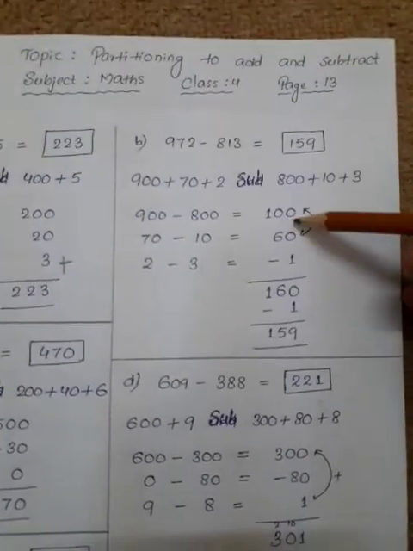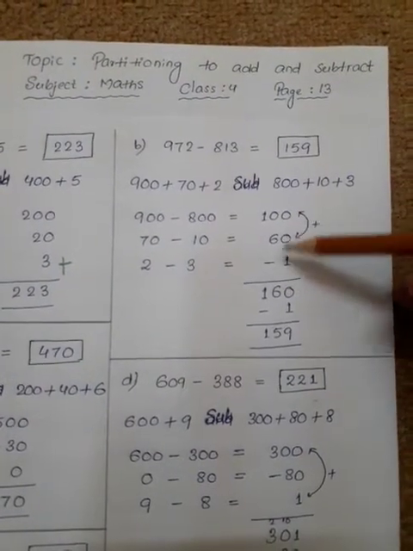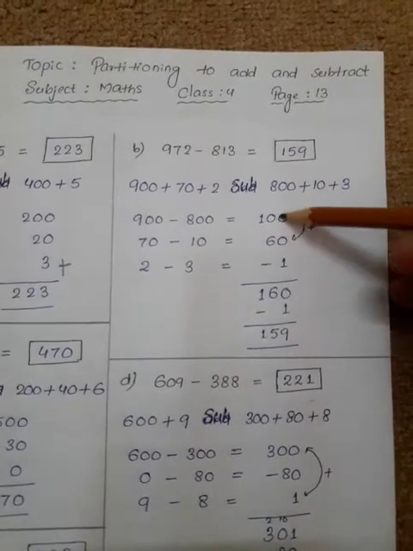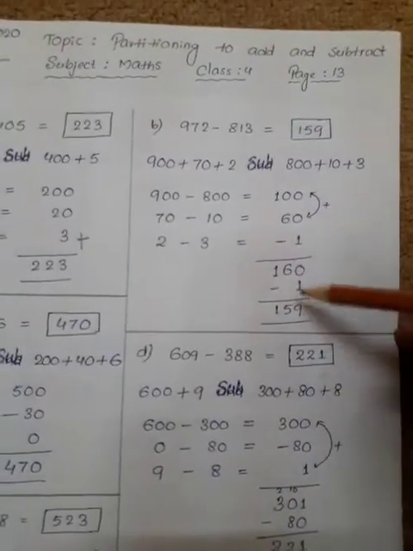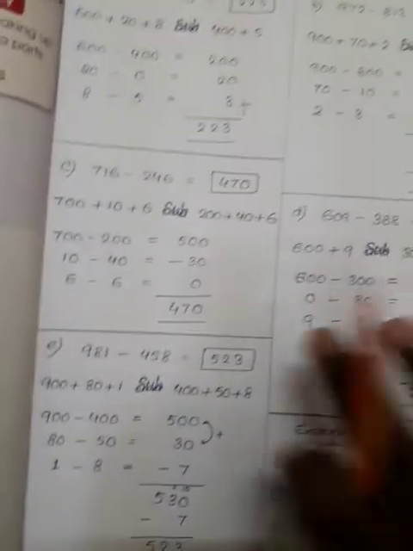Okay. So first you cannot add all together. So first of all add these two because both are positive. So 100 plus 60, how much? 160. Then subtract this one. So 160 minus 1 is 159. Similarly, look at the one more question here.